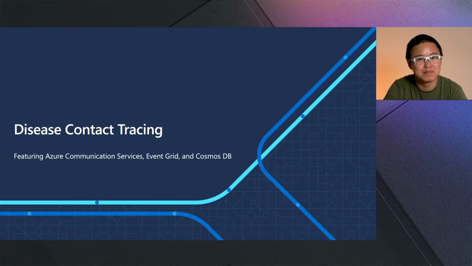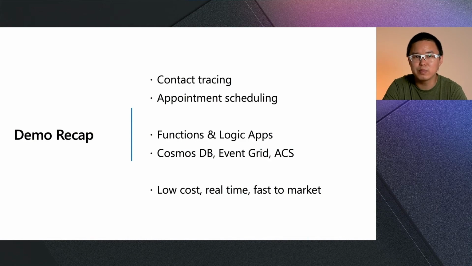And let's recap. In just a few minutes, we built a disease contact tracing and notification solution. We used technologies such as Azure Logic Apps, Functions, Cosmos DB, Azure Communication Service, and Event Grid. The solution we built is low-cost, real-time, but most importantly, we're able to deliver it fast to market. So now let's drill a little bit deeper into each and every single service that we talked about and understand what they are good for and what is new.